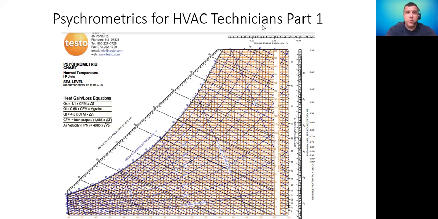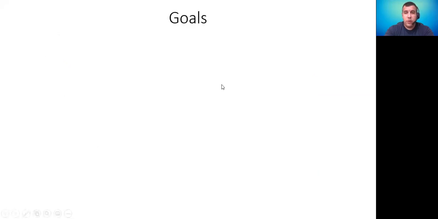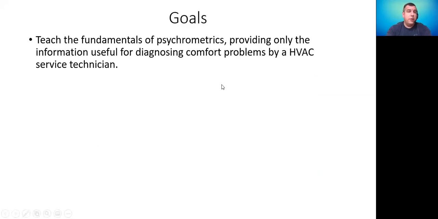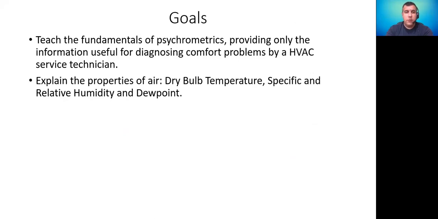You are the technician. So it's really important for us to understand psychrometrics at a basic level, but it's also possible for us to understand some advanced concepts, which we'll do in future modules. So what are some of the goals that we're going to talk about today? First of all, we're going to teach the fundamentals of psychrometrics. We're going to provide only the information that we need to know as technicians and nothing more. Information that's useful for diagnosing problems that we find in the field, comfort problems that a technician would run into.